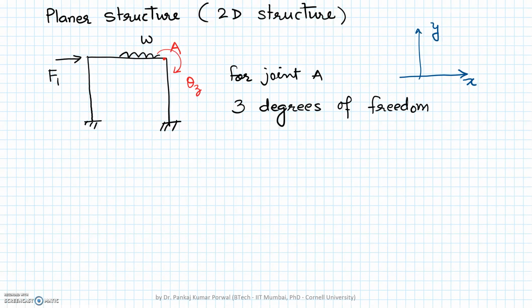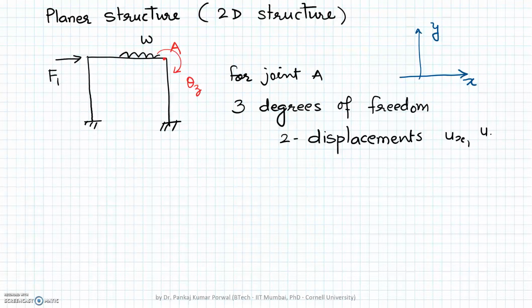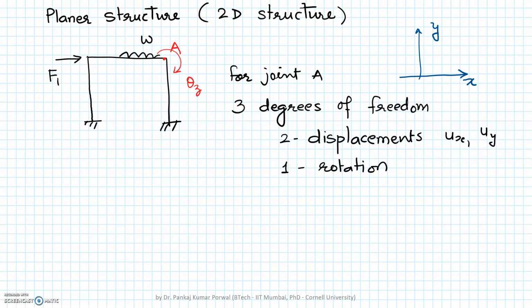Out of these 3 degrees of freedom, 2 will be displacement degrees of freedom, which we can call ux and uy, and 1 will be a rotation degree of freedom, and that we can denote by theta z. So if we want to find total degrees of freedom for a structure, then we add the degrees of freedom for all the joints in the structure.